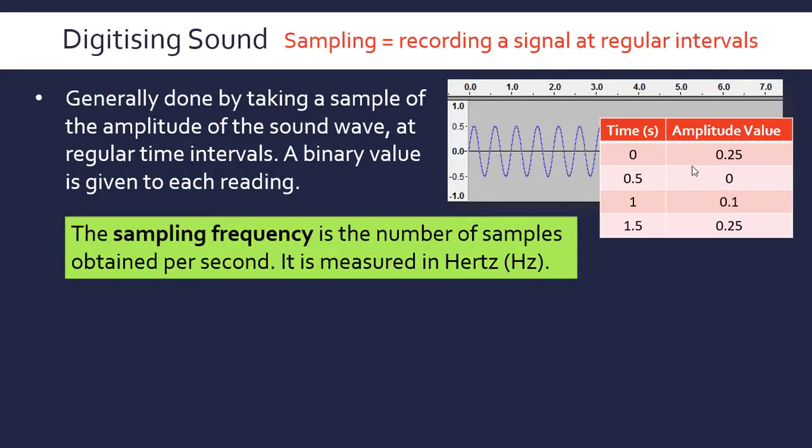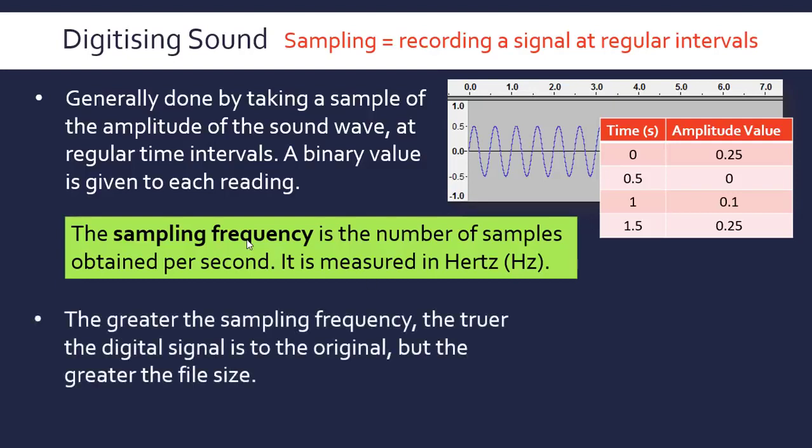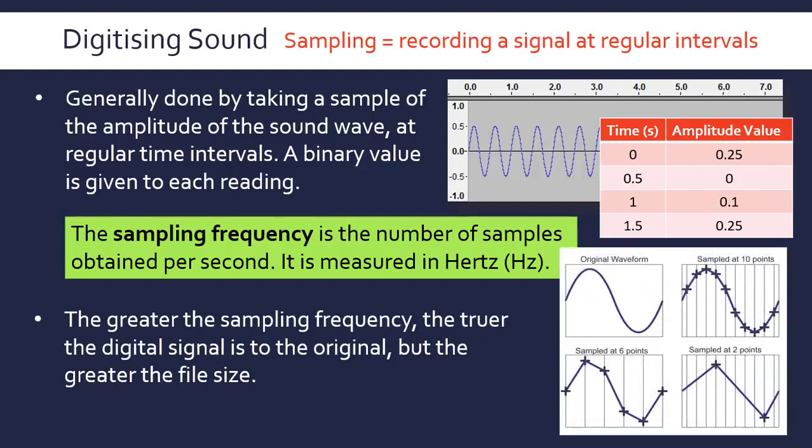A key term then is the sampling frequency, which is the number of samples obtained per second, and it's measured in hertz. Hertz as a unit is just per second, it's used all over the place for frequency because frequency is per second. So here our sampling interval is 0.5 seconds, so we have 2 samples per second, the sampling frequency is 2 Hz. And the greater the sampling frequency, the truer the digital signal is to the original, but the greater the file size. So there's always a disadvantage of increasing the quality of our digitized version.